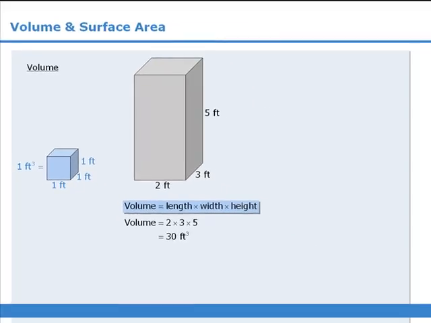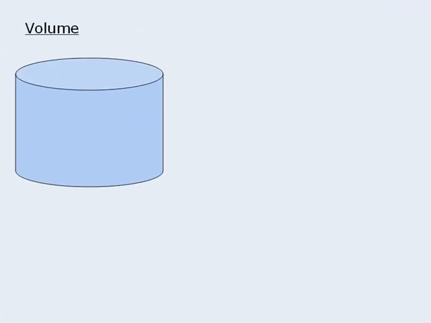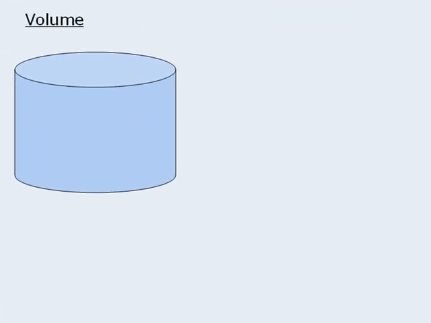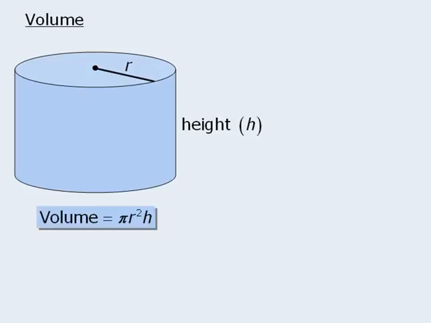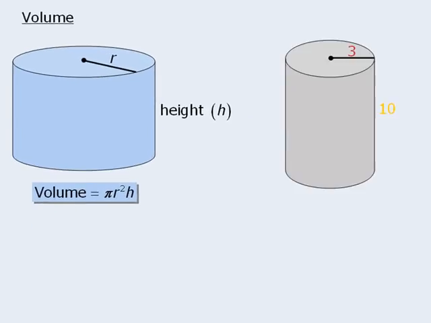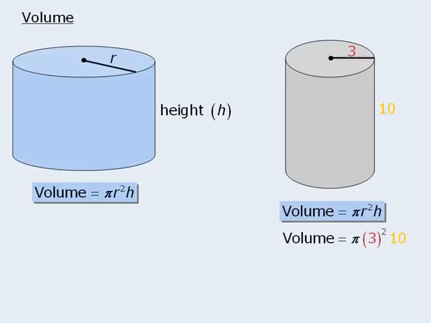Okay, now let's learn how to find the volume of a cylinder. To find the volume of a cylinder, we need its radius r and its height h. The formula tells us that the volume of a cylinder is equal to pi r squared times h. So, for example, to find the volume of this cylinder, we will call up our formula, and now replace the radius r with 3 and the height h with 10. When we evaluate this, we see that the cylinder has a volume of 90 pi cubic units.